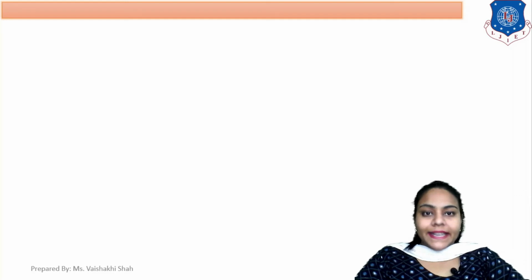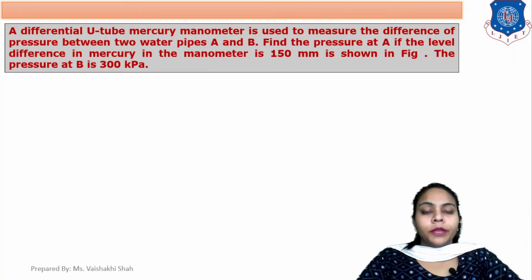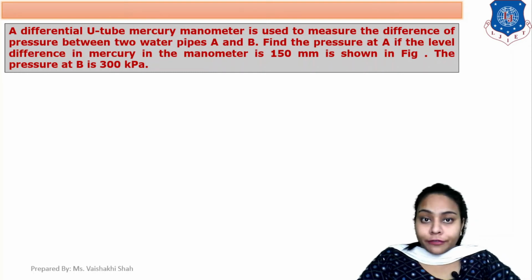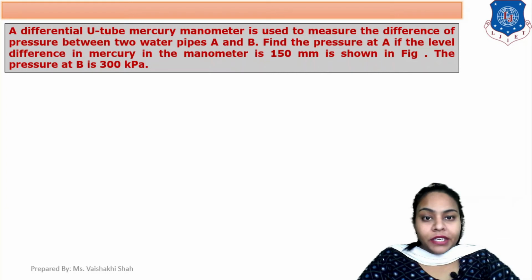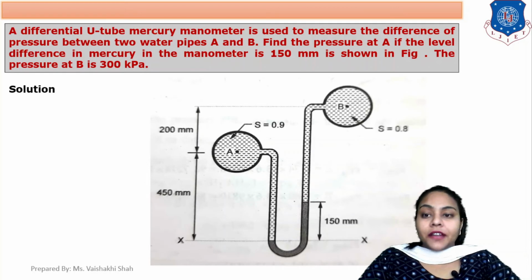Okay, now the next example here is a differential U-tube mercury manometer used to measure the difference of pressure between two water pipes A and B. Find the pressure at A if the level difference in mercury in the manometer is 150 mm as shown in the figure. The pressure at B is 300 kilopascals.